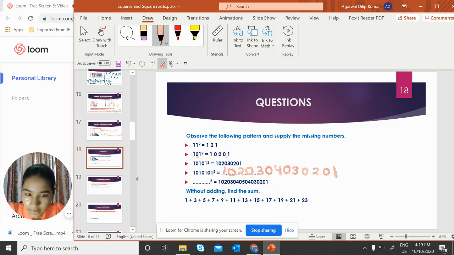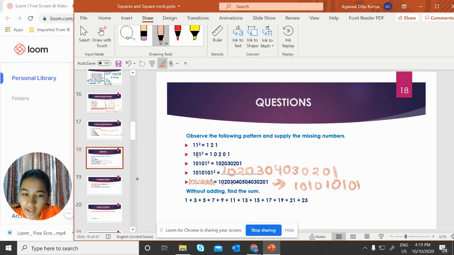Same way. How many zeros are going to be there? 1, 2, 3, 4, 5, 6, 7, 8. 8 by 2 is 4. So over here there will be 4 zeros. 1, 2, 3, 4. It will be 1, 0, 1, 0, 1, 0, 1, 0, 1. That will be the answer. If you observe it keenly, you'll understand.